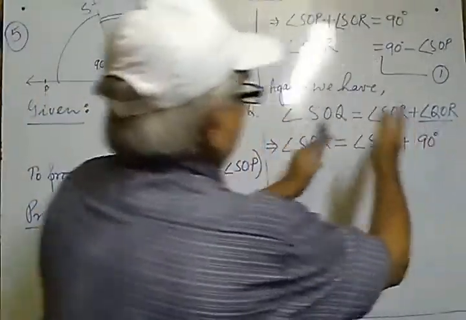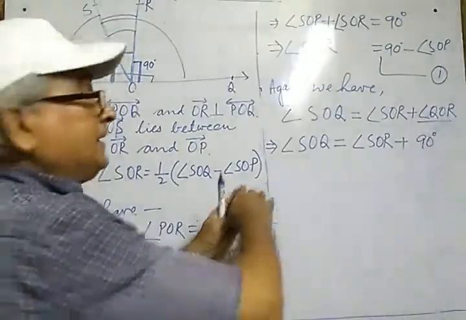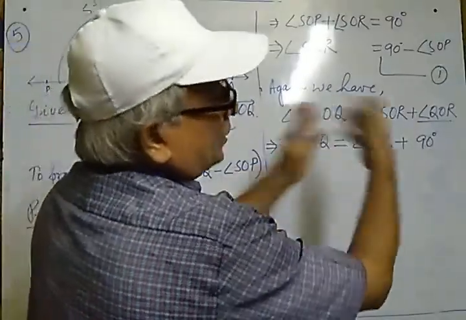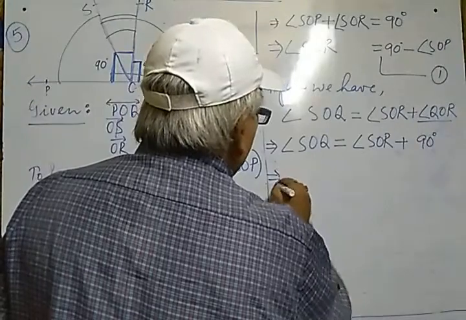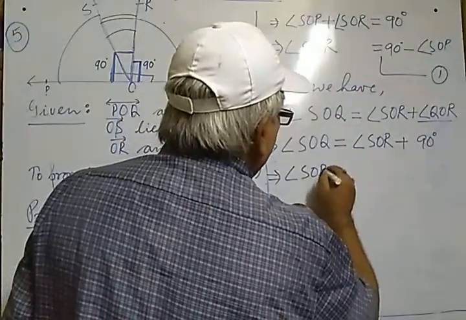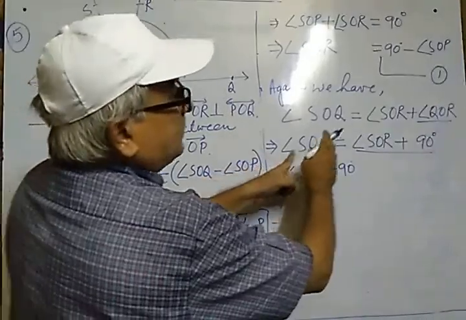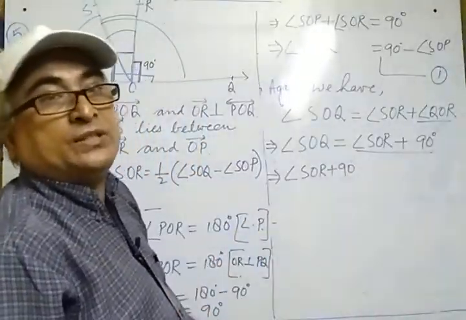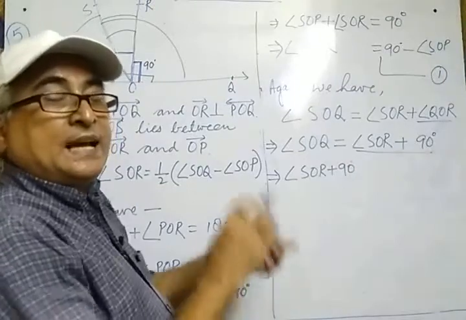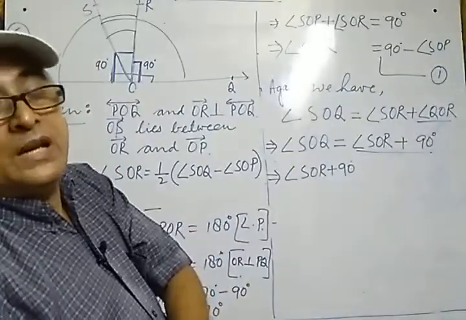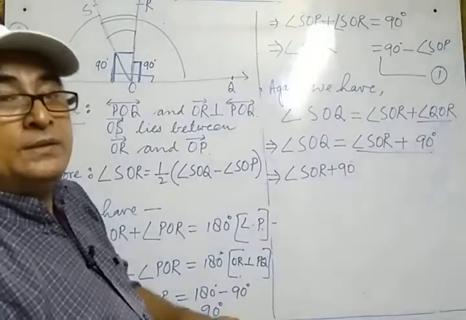Now we can interchange sides. Whatever is written on the right hand side can be shifted to the left hand side, and what is written on the left hand side can be noted down on the right. So we can note down the same thing as angle SOR plus 90 degrees. The total left side is shifted to the right hand side, and the total right side to the left, without changing any sign.